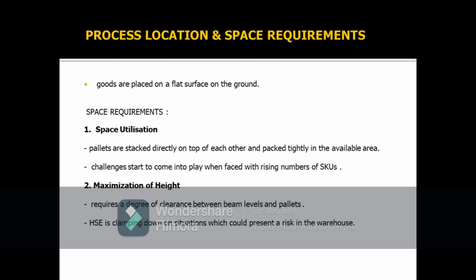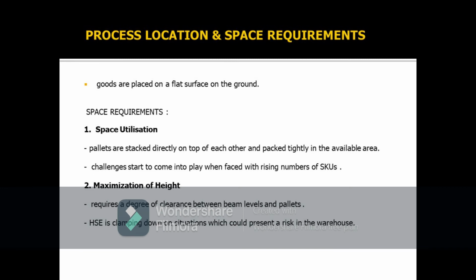So now we go to the place location. The objects are placed on a surface, usually a flat floor, and stacked on top of one another in blocks. Next, we go to the space utilization, where block stacking should be an excellent method of space utilization, as pallets are stacked directly on top of each other and packed tightly in the available area, with every store area having its own SKU.